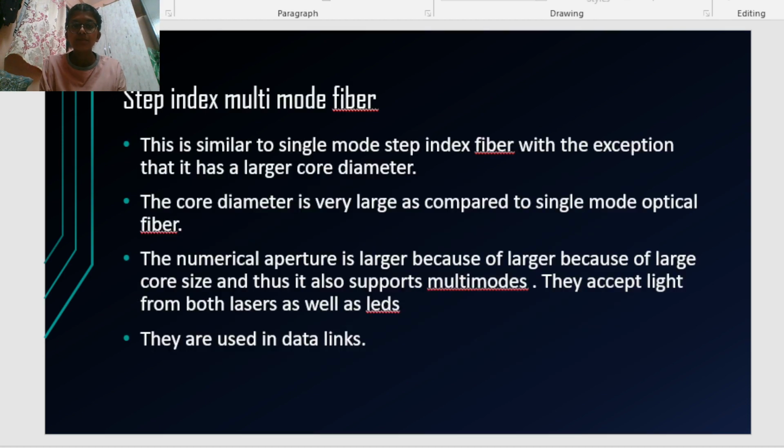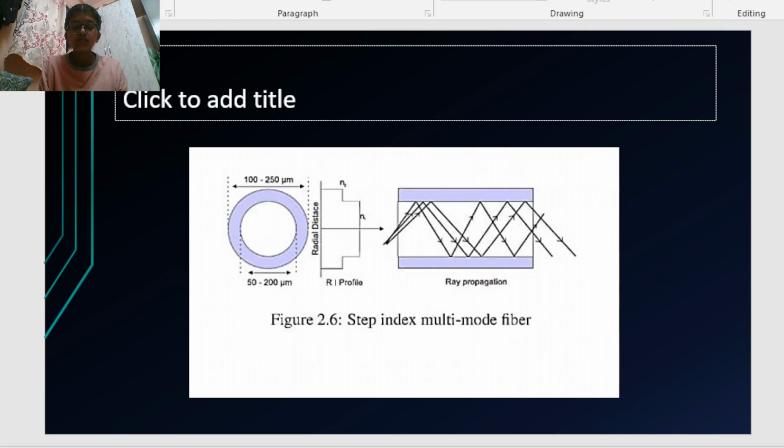Next we have step index multi-mode fiber. This is very similar to the single mode step index fiber with the only exception that it has a larger core diameter. The core diameter is very large as compared to single mode optical fiber. The numerical aperture is larger because of the larger core size, and thus it also supports multi-modes. They accept light from both lasers as well as LEDs. These types of fibers are used in data links. This is the diagram which depicts the diameter, RI profile and ray propagation in step index multi-mode fiber.